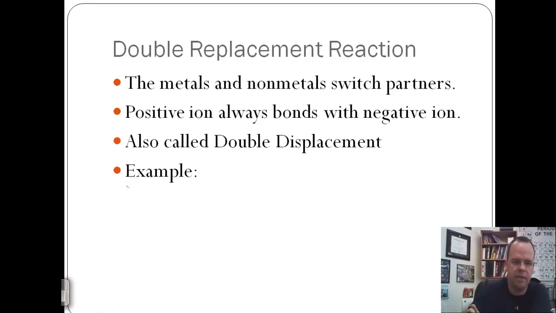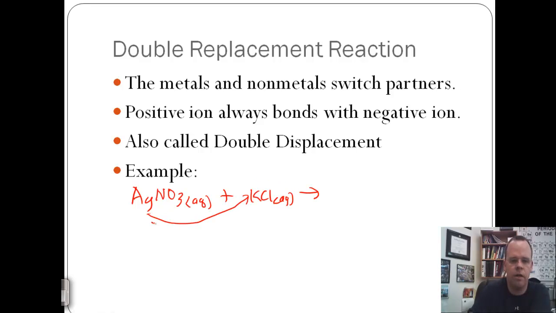An example of this might be something like AgNO3, silver nitrate, aqueous, reacting with potassium chloride, aqueous. When this reaction takes place, we basically have the partners, Ag and K, switching with the negative ions that they're paired with. So Ag bonds with Cl, Ag is plus 1, Cl is minus 1, so we get AgCl. And K bonds together with NO3.